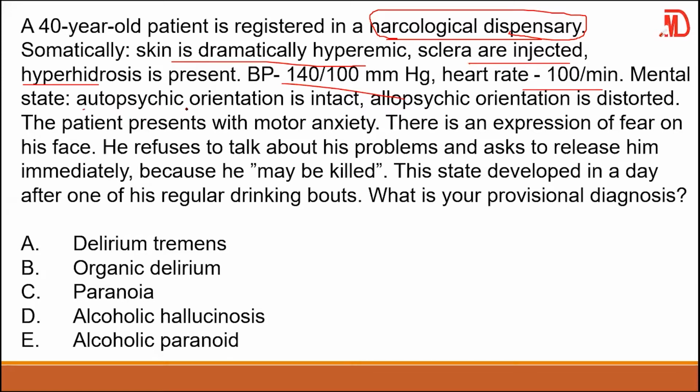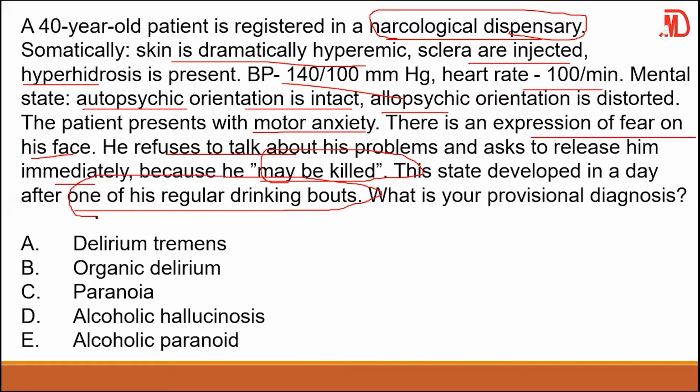Mental status, we're having what? Autopsychic orientation is intact. Allopsychic orientation is distorted. Patient presents with motor anxiety. There is an expression of fear on his face. He refuses to talk about his problems and asks to release him immediately because he may be killed. This state developed in a day. Guys, look. This state developed in a day after one of his regular drinking bouts. Narcological dispensary. What is your provisional diagnosis?